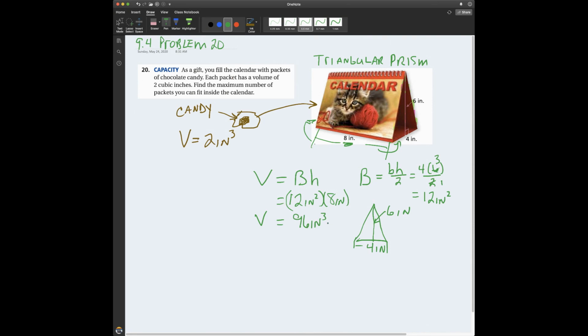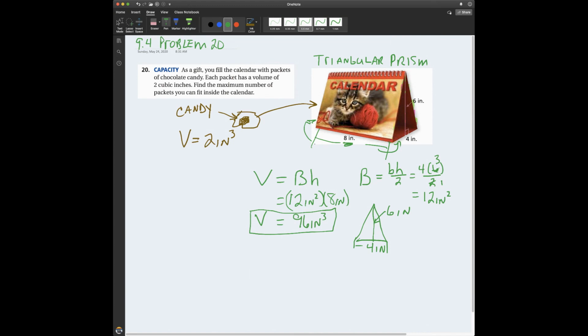All right, so that's how much space is inside of my calendar package that I'm going to stuff chocolate candy in and give to Mr. Odom when I see him, because he loves chocolate. All right.